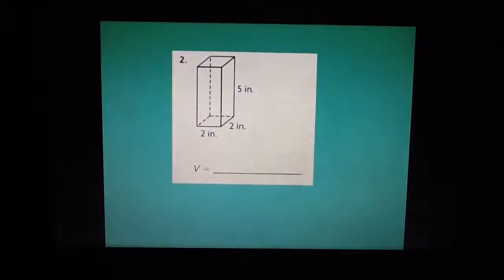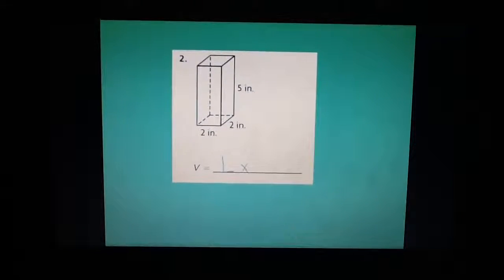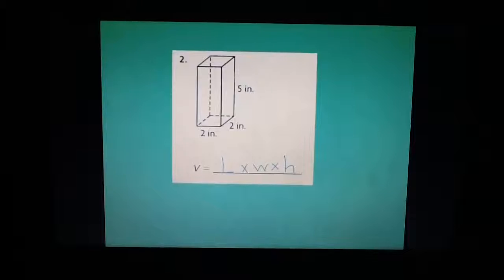So look at number 2. As you can see, our volume formula is length times width times height. So I want you to pause the video and I want you to find the volume of this rectangular prism, and then we'll check it together. Go ahead and press pause now.